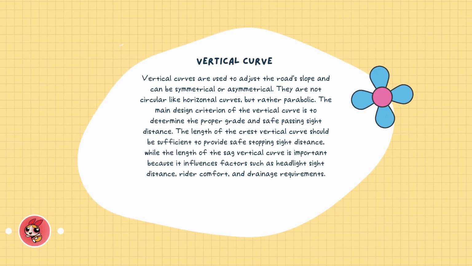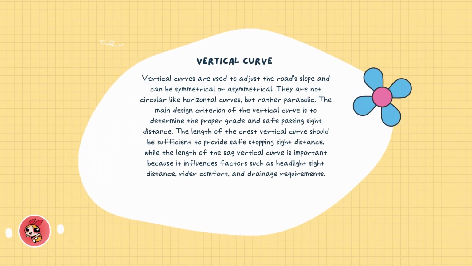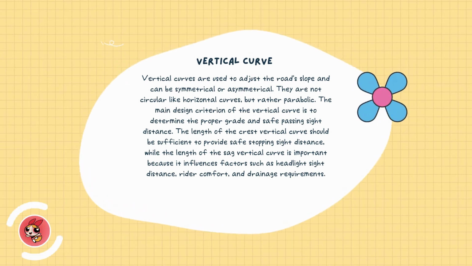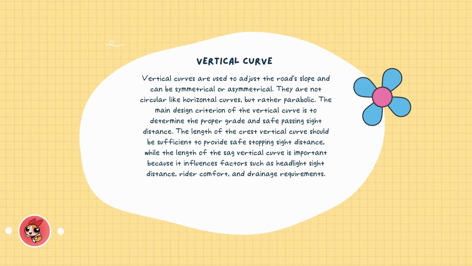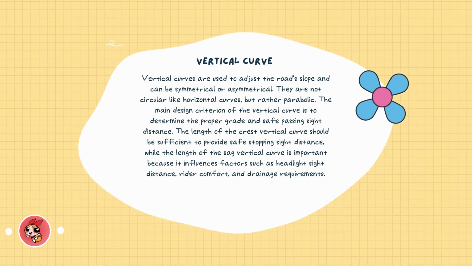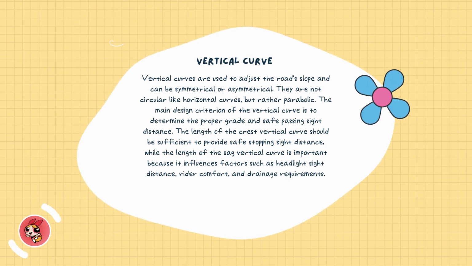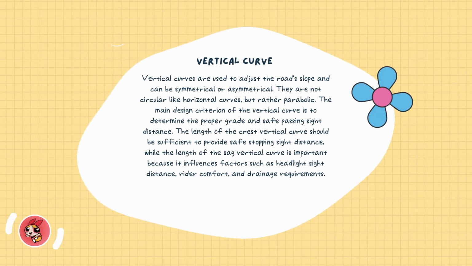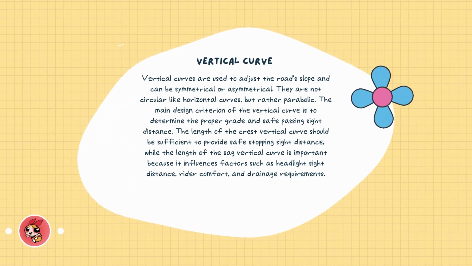Vertical curves. They are used to adjust the road slope, and they can be symmetrical or asymmetrical. Vertical curves are not circular like horizontal curves, but rather parabolic. The main design criterion of the vertical curve is to determine the proper grade and safe passing sight distance. The length of the crest vertical curve should be sufficient to provide safe stopping sight distance, while the length of the sag vertical curve is important because it influences factors such as headlight sight distance, rider comfort, and the drainage requirements.